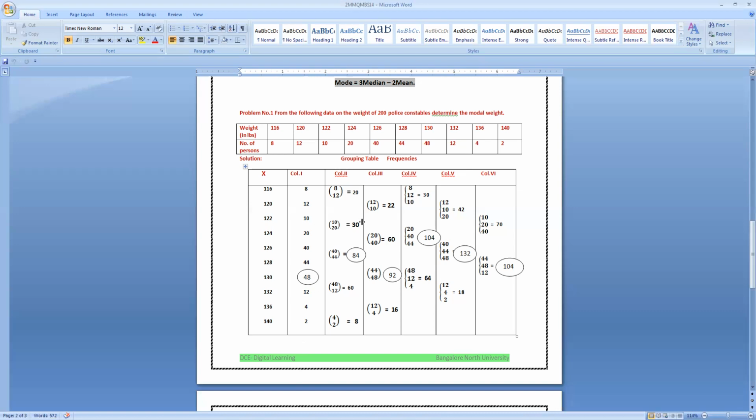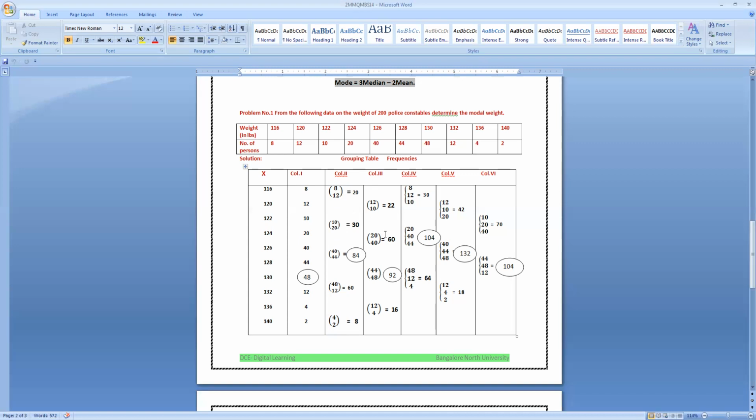Then in the second column, from the beginning itself, we add two numbers: 8 plus 12 is 20. Then 10 plus 20 is 30. 40 plus 44 becomes 84. 48 plus 12 becomes 60. 4 plus 2 becomes 6. See, all the numbers are in pairs. So we have done the second column. We add two numbers, and whatever value we get, we show here. Again in the second column also, the highest frequency we got has to be circled.